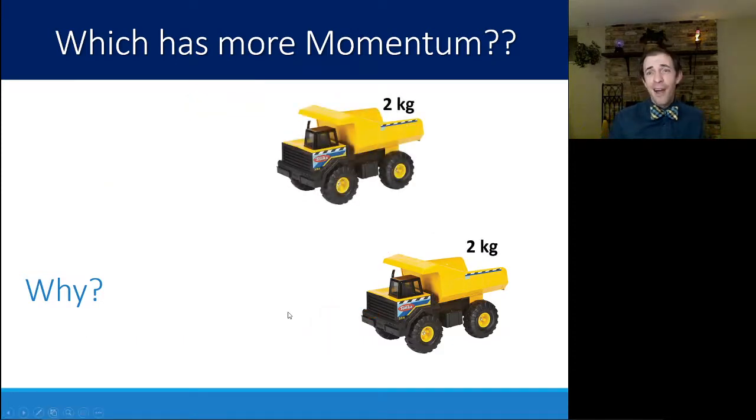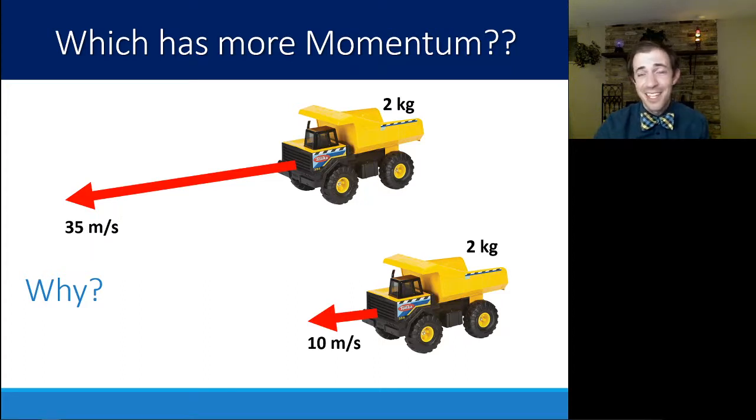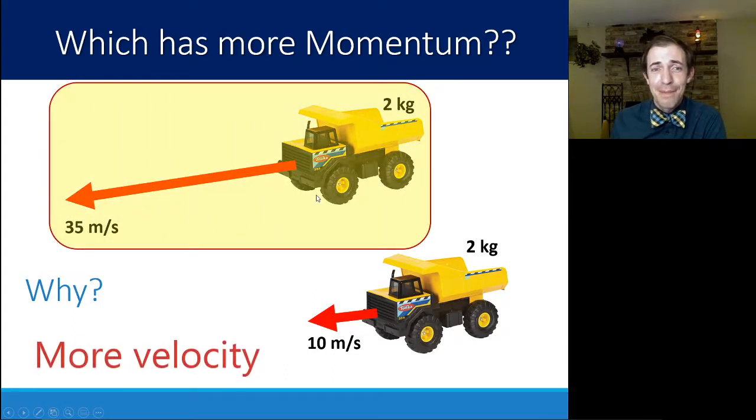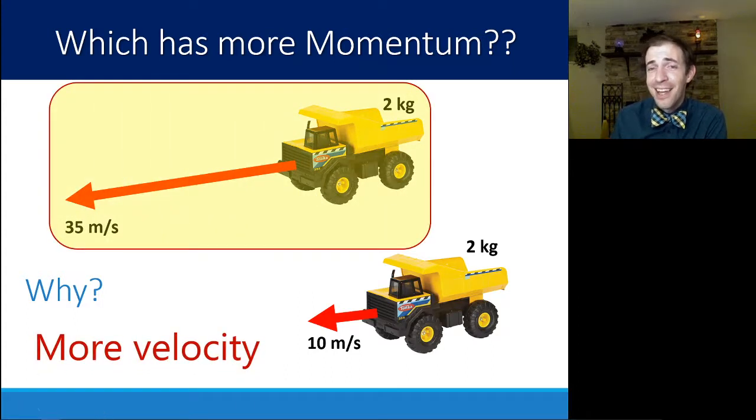If we have two Tonka trucks instead, a 2 kilogram and a 2 kilogram, now we can look at which one has more momentum based on velocity. We've got 10 meters per second for the one on the bottom and a whopping 35 meters per second for the one on the top. So that's really flying. That one's going to have a lot more momentum because it has far more velocity. It's a lot harder to stop because of how fast it's moving. So now we know that mass and velocity, just intuitively, are going to increase an object's momentum.